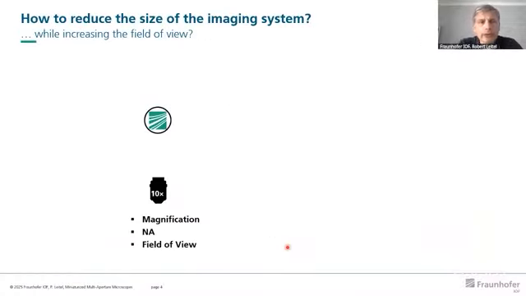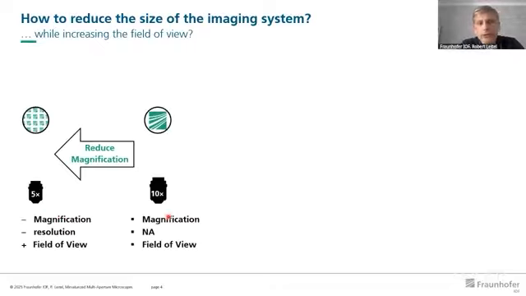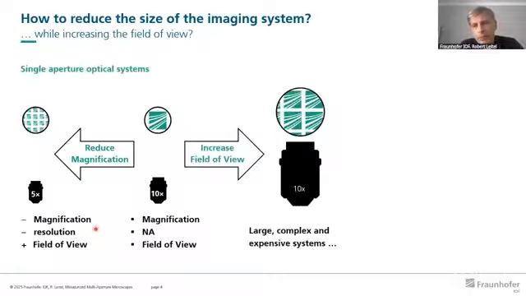So what can you do? How to reduce the size of an imaging system, luckily or helpfully, while increasing the field of view? So the standard microscope objective has a certain magnification, numerical aperture, defining the resolution and also the field of view. One direction is, of course, when you reduce the magnification, then you get a larger field of view, but then you lose also resolution.